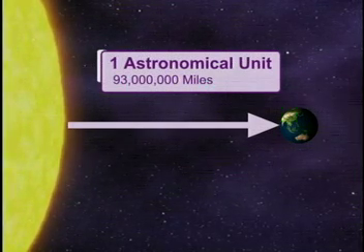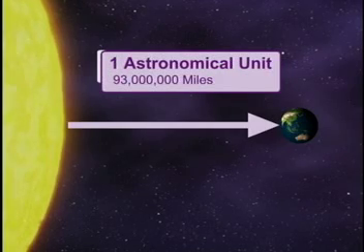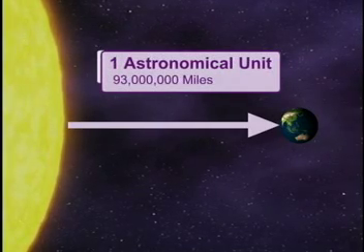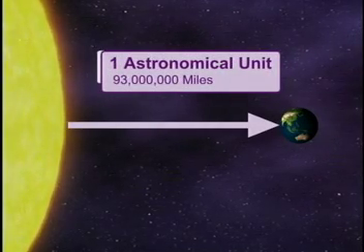The astronomical unit, or AU, represents the distance between the Earth and the Sun, which is about 93 million miles. The astronomical unit is the baseline that astronomers use to determine the distances to the planets in our solar system and to the stars beyond. So let's have a look at the scale of the solar system, where 1 astronomical unit equals 93 million miles.